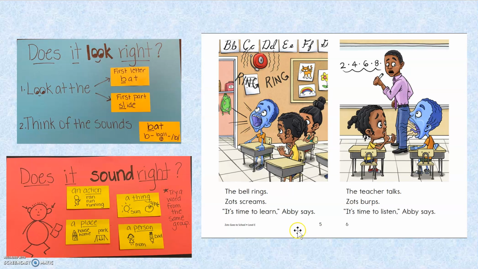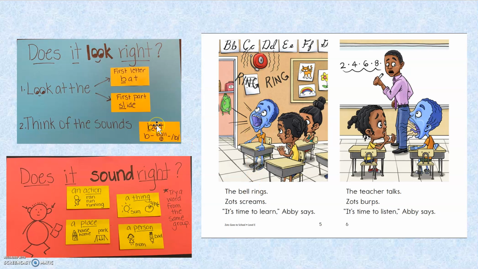Hey, why are you giving me a thumbs down? It sounds right. The bell rings. Zots yells. Oh. I said the word yells. It sounds right. I need an action word there because Zots is doing something.